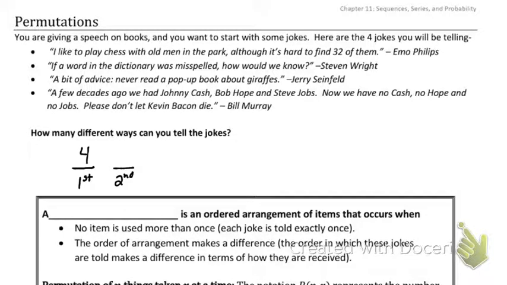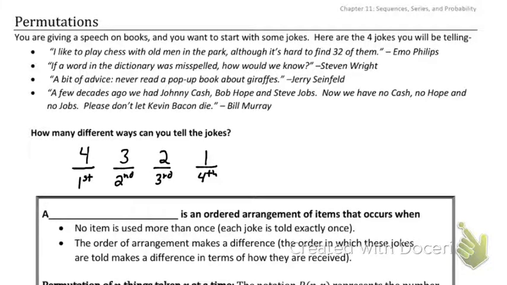How many jokes do I have left to tell on my second joke? We're going to have 3. You lost a joke. You already told the joke. There's only 3 left to choose from. Our third joke, we lost a joke. We only have 2 left. Our fourth joke, we only have 1 left.